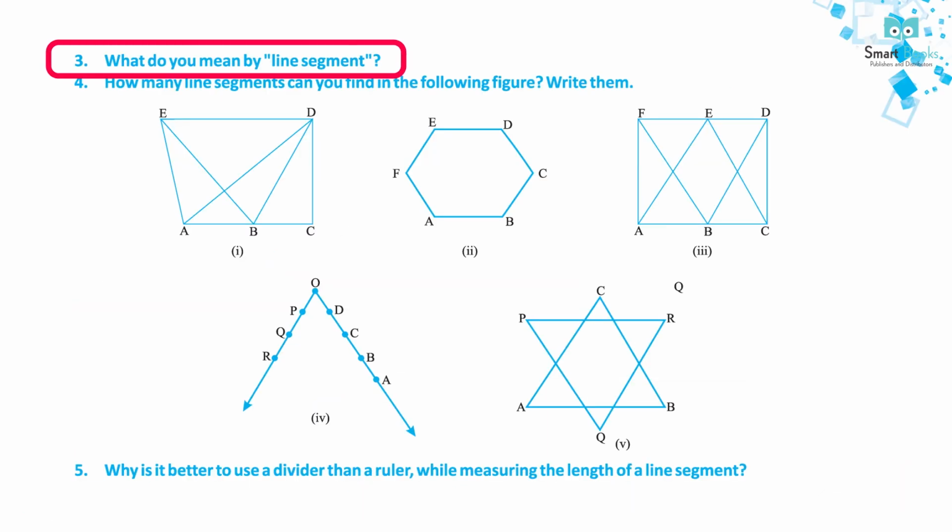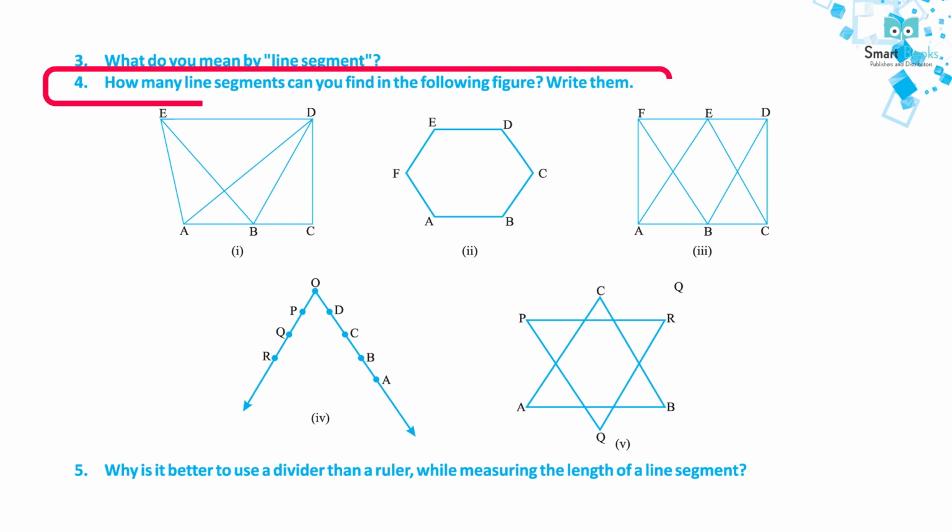Question 3. What do you mean by line segment? Solution. A line segment is a part of a line. It has two endpoints and a definite length. Question 4. How many line segments can you find in the following figure?